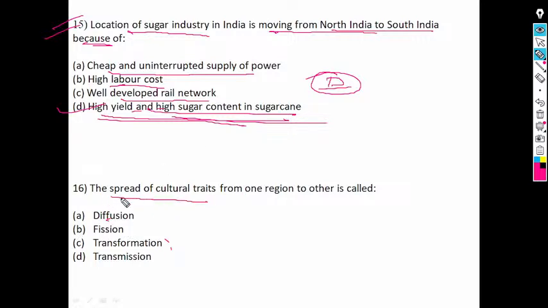Next, the spread of cultural traits. The spread of cultural traits from one region to another is called diffusion, fission, transformation or transmission. The spread of cultural traits is called diffusion.